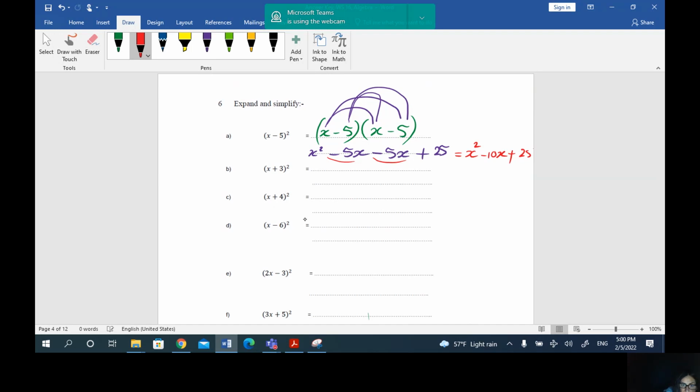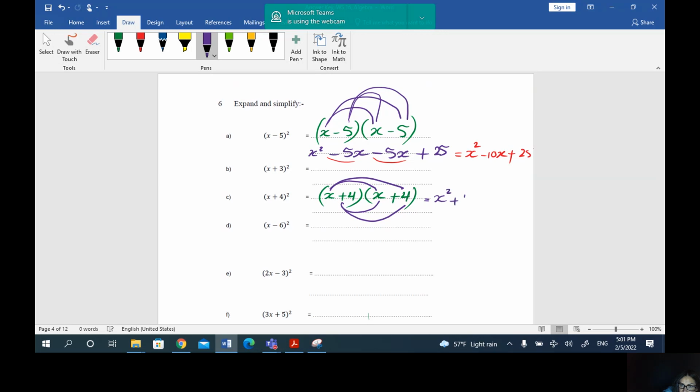Okay, the second one you can do on your own. I'm going to go to the third one as there is no space to do it. So here, x plus 4 to the power of 2 means x plus 4 times x plus 4. So we're going to take the first term in the first bracket and multiply it by each term in the second bracket. And we're going to take the second term in the first bracket and multiply it by each term in the second bracket.